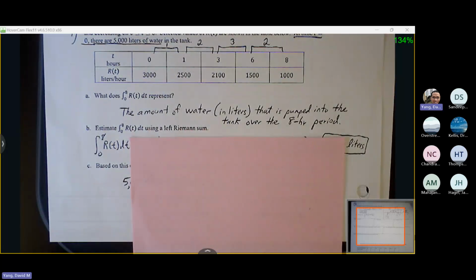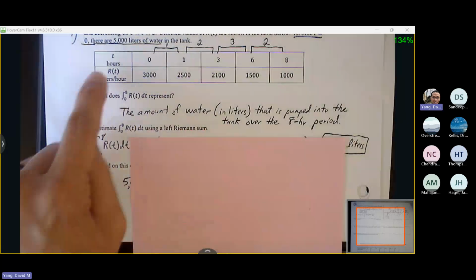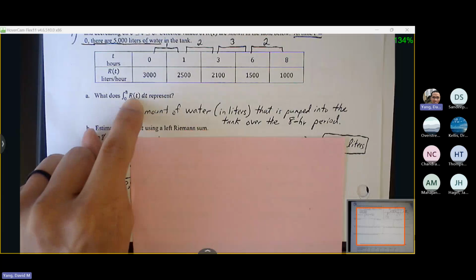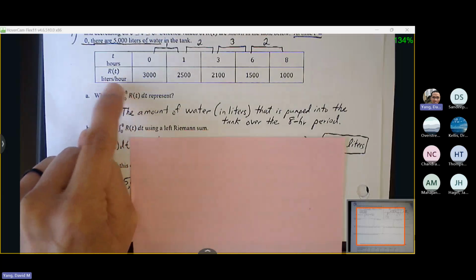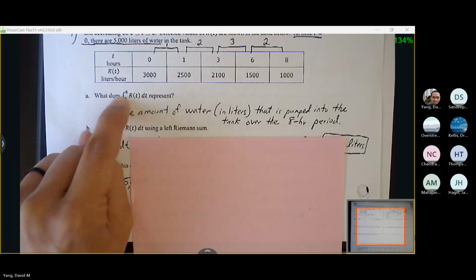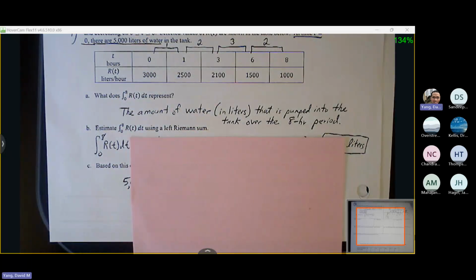Again, just be aware of how tempting it is to want to hold on to liters per hour, because students see R of t, they see liters per hour, and they feel like they have to hold on to that unit. But the integral is ultimately changing what this problem represents.